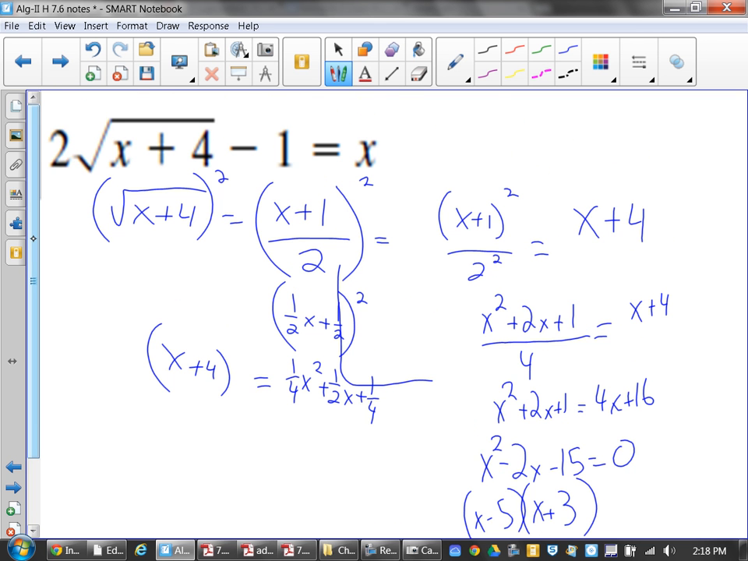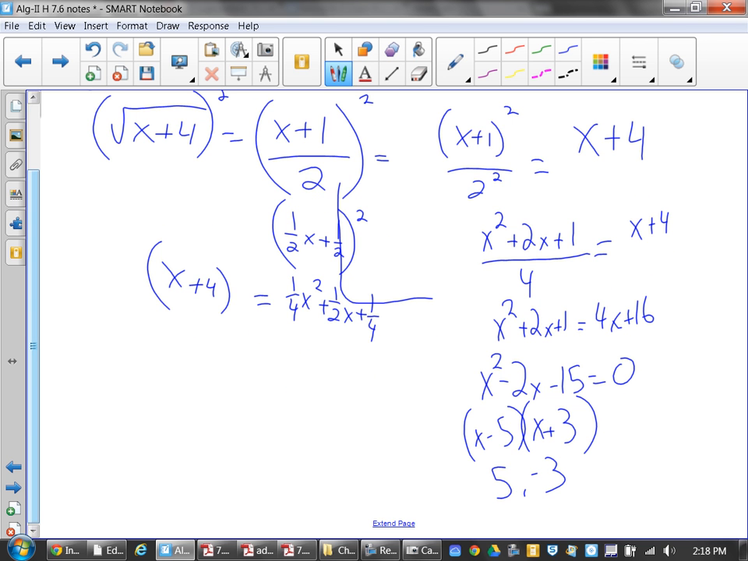So check them. What's 5 plus 4? 9. Square root of 9. 3. What's 3 times 2? 6. Minus 1. 5. Worked. Yeah. What's negative 3 plus 4? 1. It's the square root of 1. It's 1 times 2. What's 2 minus 1? That didn't equal negative 3, did it? No. Phony. So I have just 5, not negative 3.